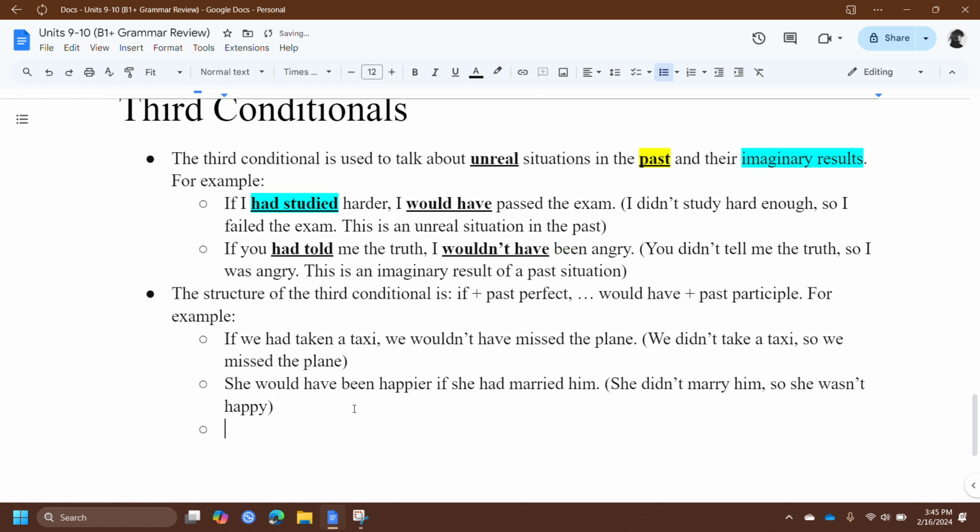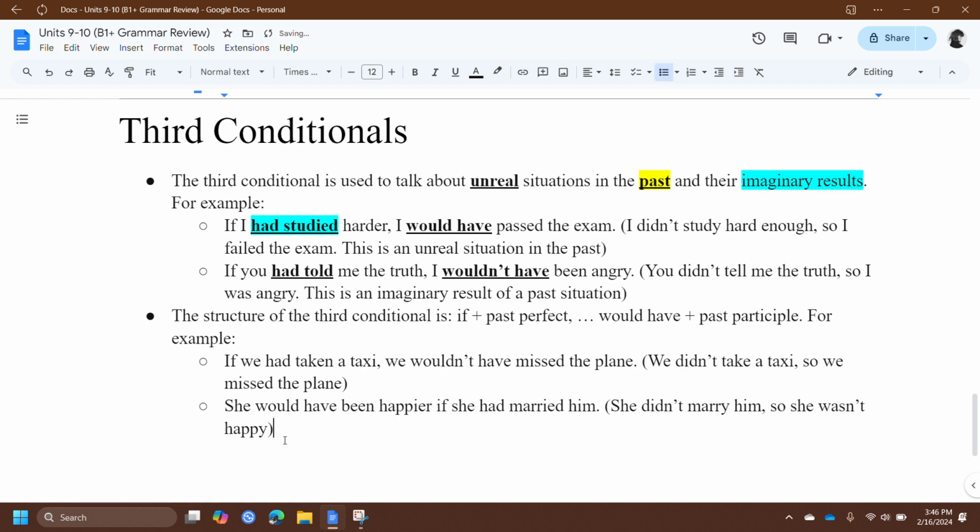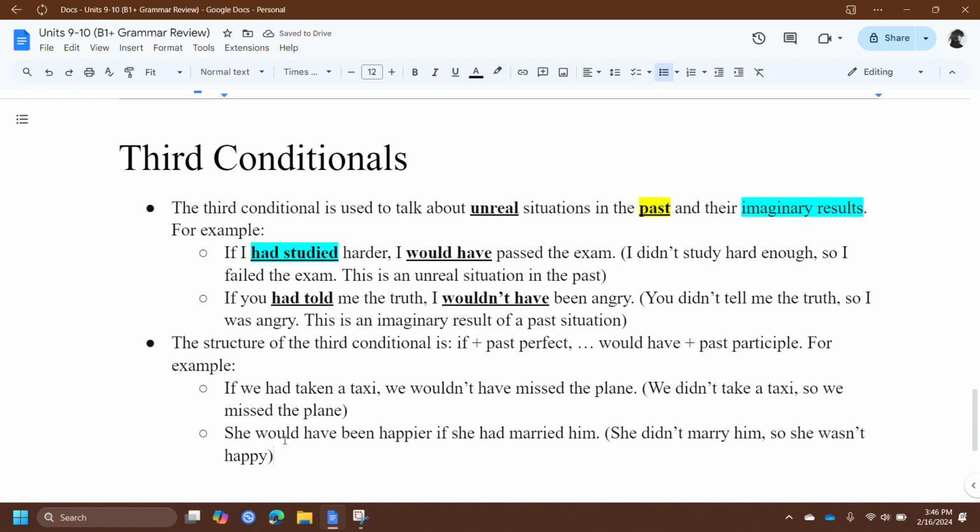So these examples, guys, all indicate that the situations we're talking about are unreal. They must be unchangeable past events, and now we're talking about their imaginary results. Like, if you had told me the truth, I wouldn't have been angry. Me not being angry is now an imaginary result as well. So, very easy, the third conditional as well.